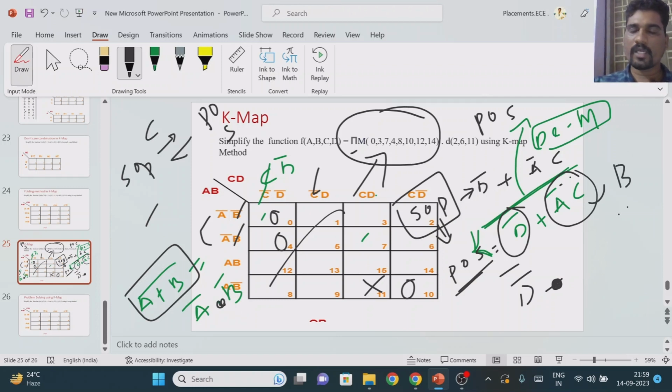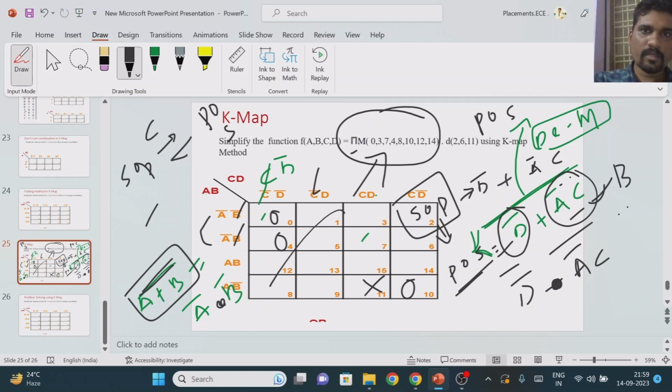B is A bar C. Why are we assuming this? Because we are familiar with the formula A plus B whole bar equals A bar into B bar. We will try to convert everything in terms of A plus B whole bar, so that it will be easy for us. Now what is the B bar value? A bar C whole bar.